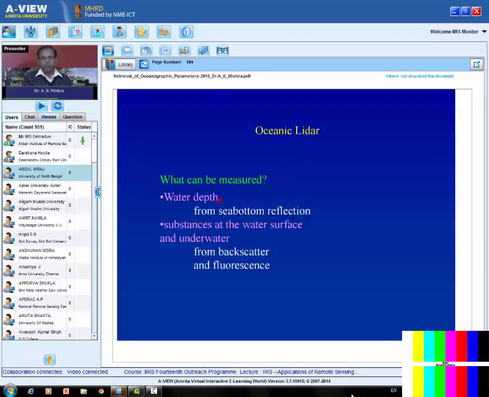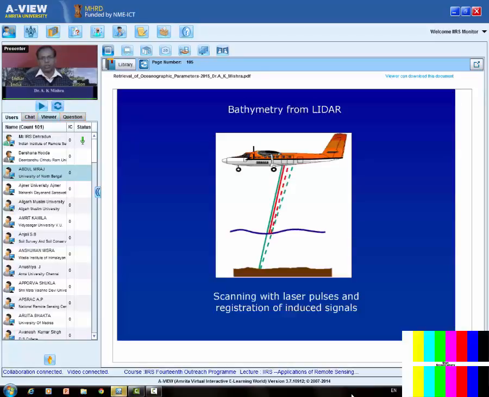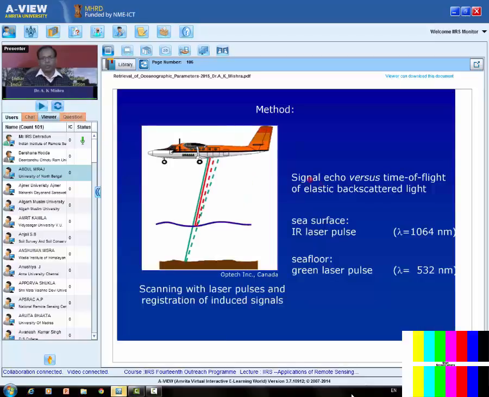So what can be measured? That is water depth from sea bottom reflection. Second, substances at the water surface and underwater from the backscatter and fluorescence information. So you have a green band and an infrared band here. So the laser light: one penetrates the water, one is getting reflected from the water. The difference will give you the water depth.